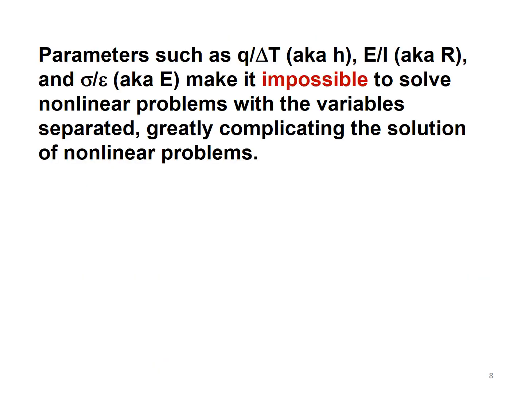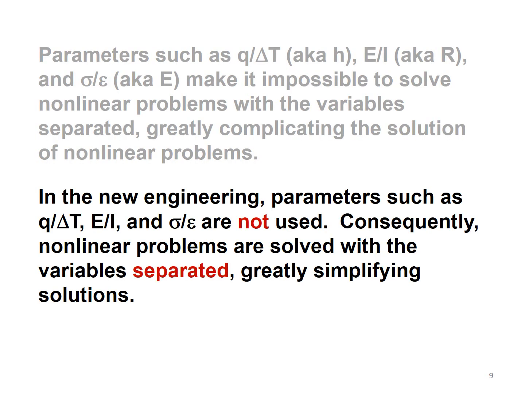Parameters such as Q over delta T, also known as H, E over I, also known as R, and sigma over epsilon, also known as E, make it impossible to solve nonlinear problems with the variables separated, greatly complicating the solution of nonlinear problems. In the new engineering, parameters such as Q over delta T, E over I, and sigma over epsilon are not used. Consequently, nonlinear problems are solved with the variables separated, greatly simplifying solutions.